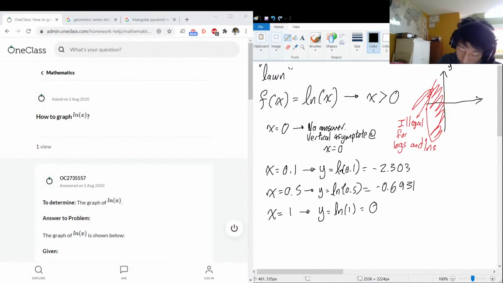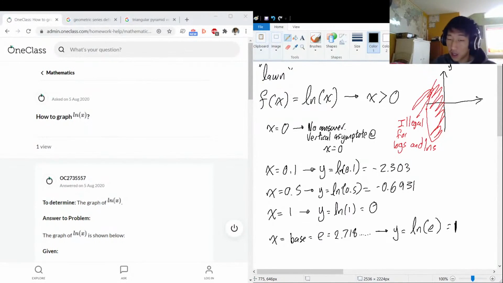It's equal to 0. Let's say x is equal to the base. The base in this case is e, which is equal to 2.718, on and on and on. y is equal to the natural logarithm of e, and that is equal to 1. So typically when you're drawing logarithm graphs, there are two nice points that you can always rely on being there: x equals 1, y equals 0, and x equals base, y equals 1.